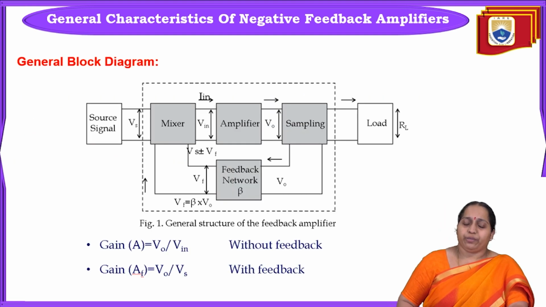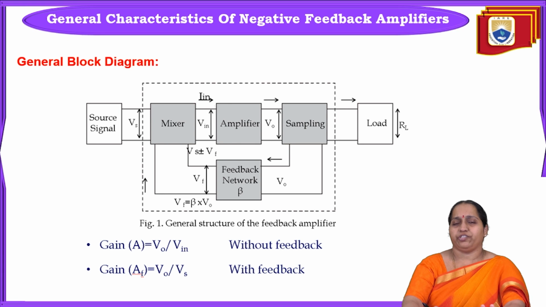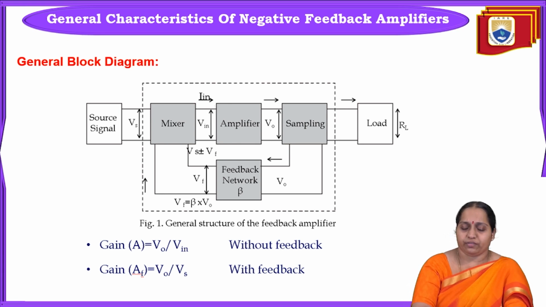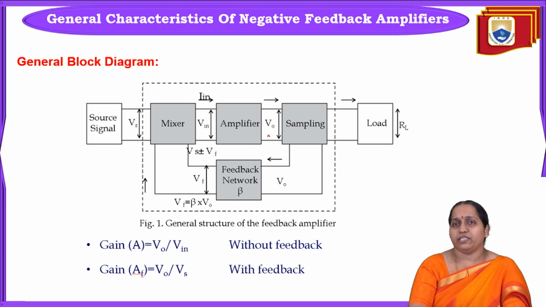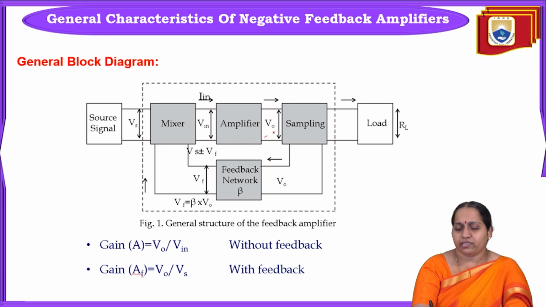To go on to input impedance and output impedance, first we'll have a general look at the block diagram of the negative feedback amplifier. Here this is a basic amplifier. The output of the basic amplifier is V0. It is sampled, that is, part of this output voltage is given as input to the feedback network. And the overall output you get is given across the load.